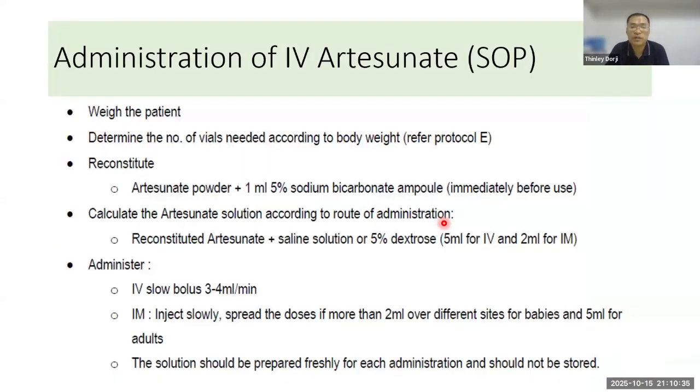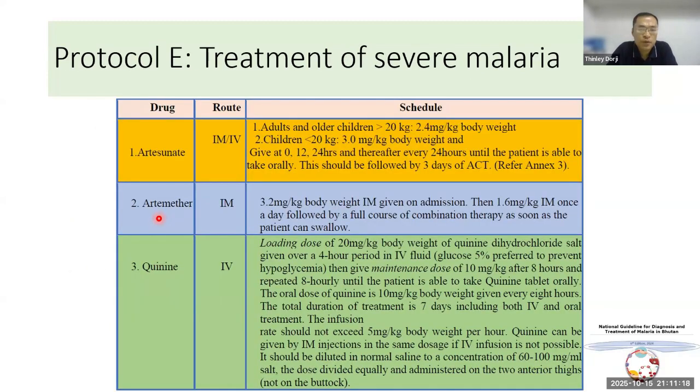So this is the SOP given in our guideline, where artesunate is first dissolved with sodium bicarbonate, then dissolved in dextrose, and then it is given to the patient as a slow bolus at 3 to 4 ml per minute. The second drug of choice in protocol E, as per our guideline, is artemether.